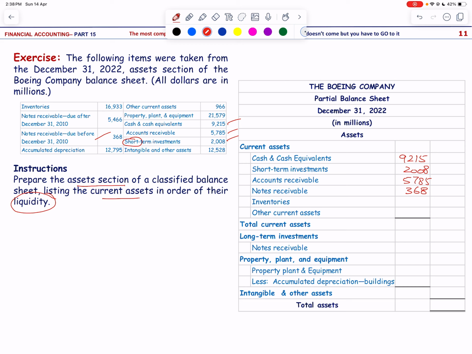Then we have inventories. You can see they are due before 31st December, so they are current assets. Then we have inventories, and that is 16,933. Then we have other current assets, 966, and the total is 35,275. Then we look into the long-term investments, and for long-term we have only one, because here it is due after December 31st, that is 5,460. You can just put it straight. 5,466.